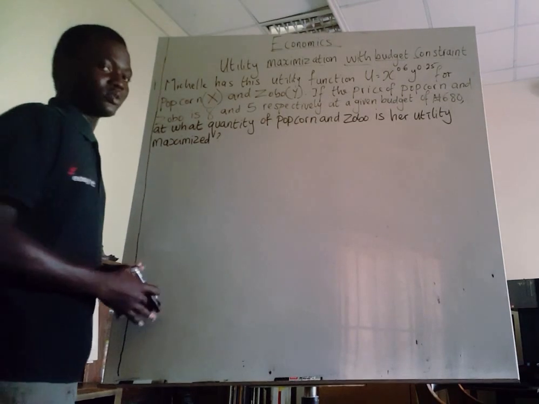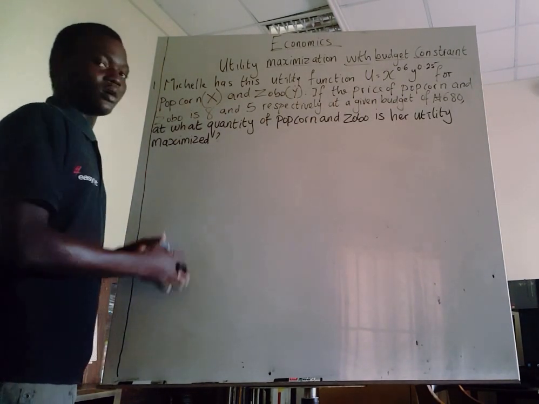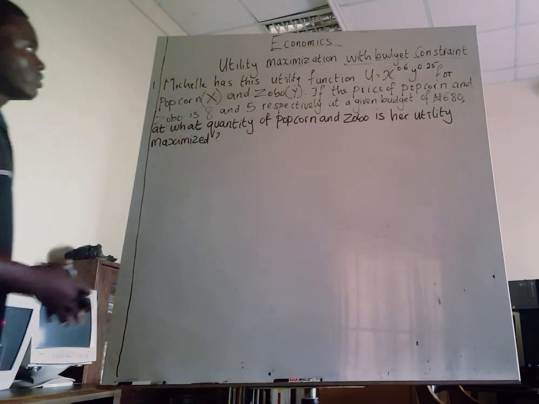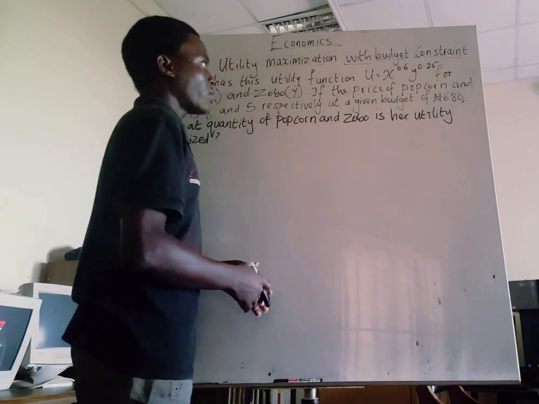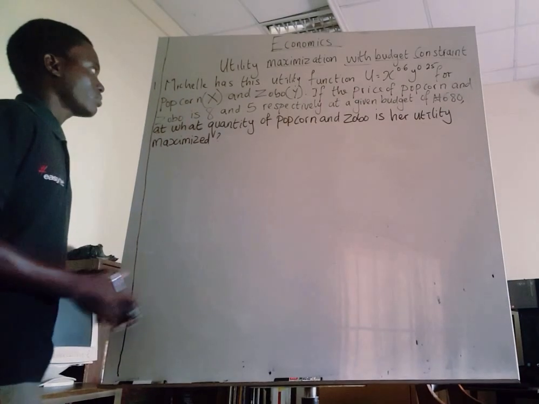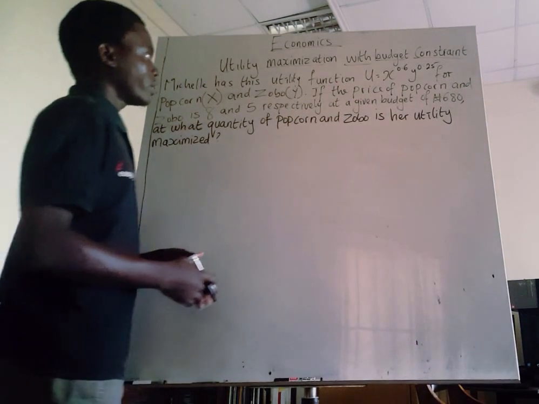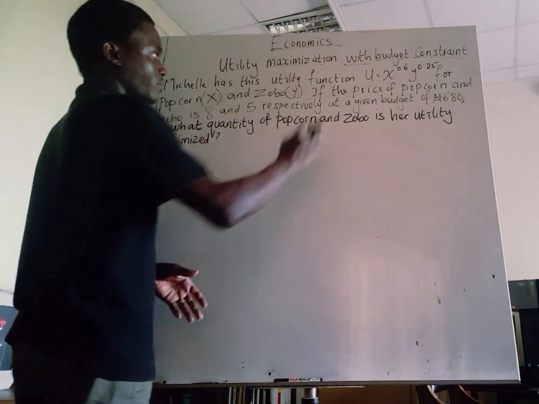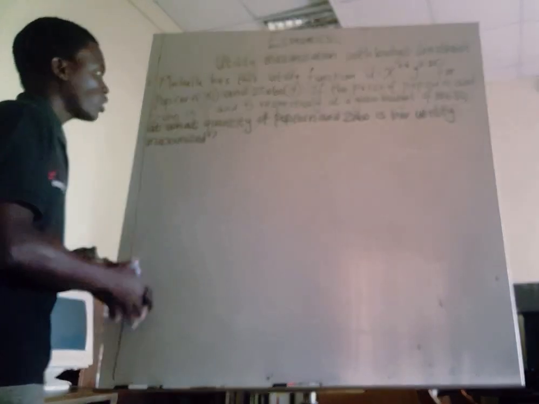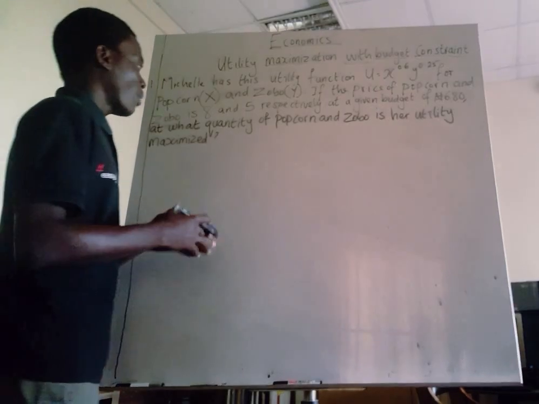Okay, so now we have a mathematical question and we need to verify our theory with this question. Okay, so our question goes thus. Mitchell has this utility function, u equals x raised to 0.6, y raised to 0.25, for popcorn and zobo. So popcorn is x and zobo is denoted by y. If the price of popcorn and zobo is 8 and 5 respectively, and she has a budget of 680 naira, at what quantity of popcorn and zobo is her utility maximized?